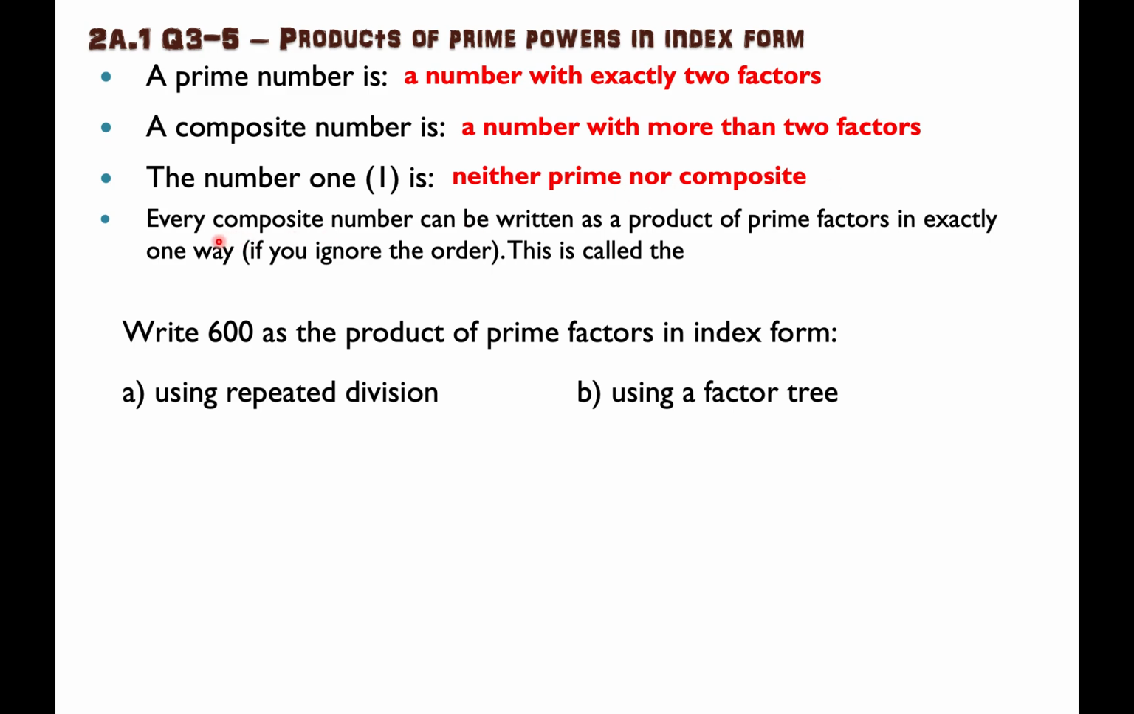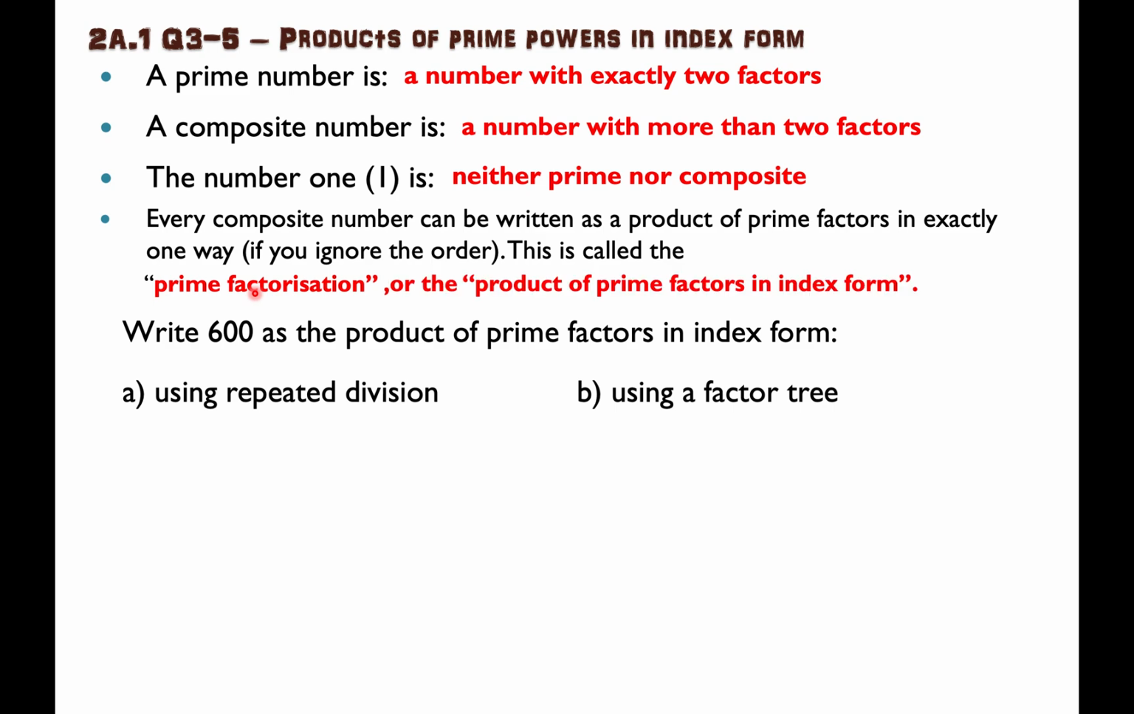Now there is a really important rule of arithmetic. So important, it's actually called the Fundamental Law of Arithmetic, which says that every composite number can be written as a product of prime factors in exactly one way if you ignore the order. So we can write it as prime numbers multiplied together. You might see this called the prime factorization because we're breaking a number down into its prime factors, the numbers that go into it that are prime.